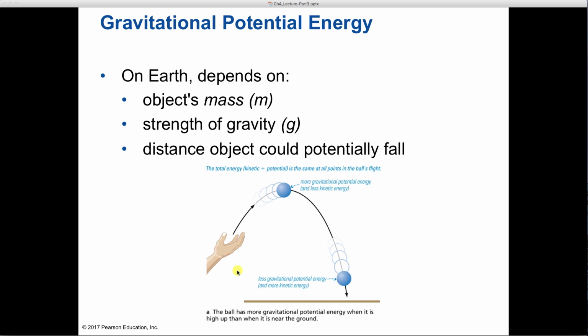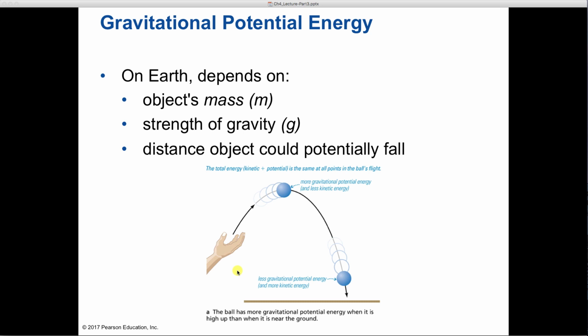Gravitational potential energy is a form of energy that's stored. We'll talk about this when we talk about the formation of the solar system and the formation of stars. If you throw a ball up in the air, it goes up to some maximum height. As it's going up, it's slowing down. Where is that kinetic energy going? It's losing kinetic energy as it goes up.